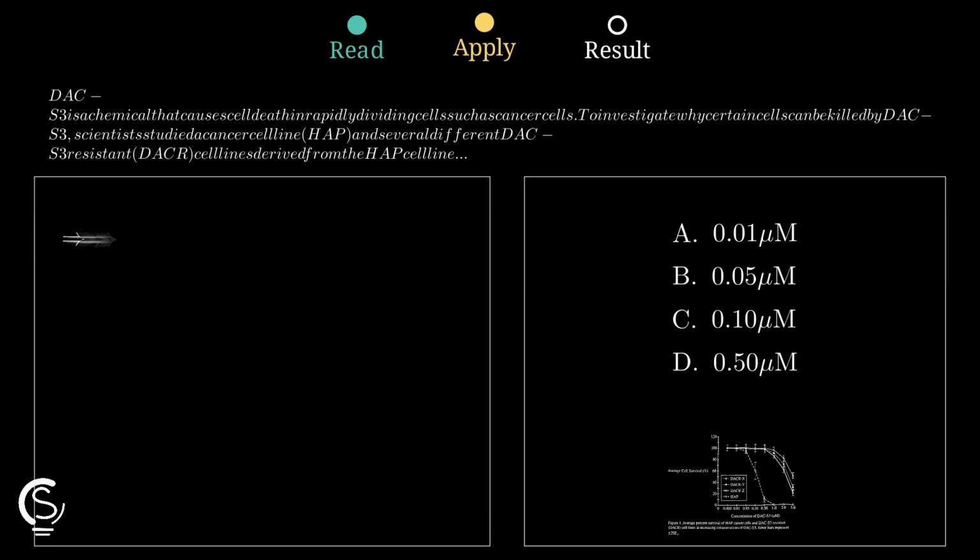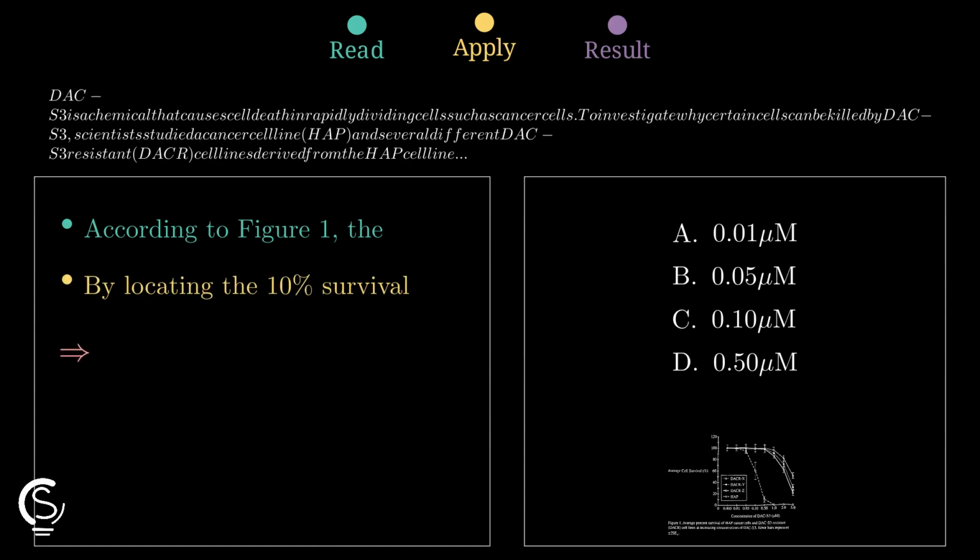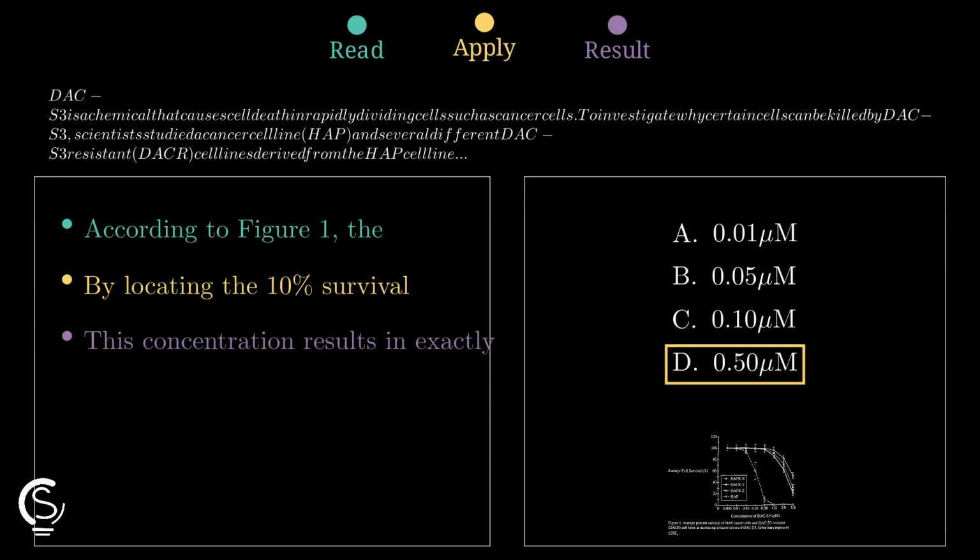Next, locate the 10% mark on the vertical axis, which shows the average percent survival. Move horizontally from that point until you hit the specific HAP curve on the graph. Finally, drop to the horizontal axis to find the concentration. This value is exactly 0.50 micromolar, making option D the winner.